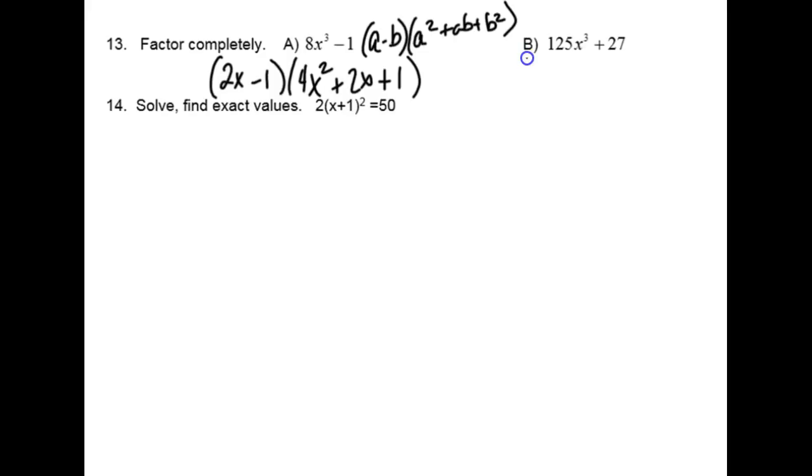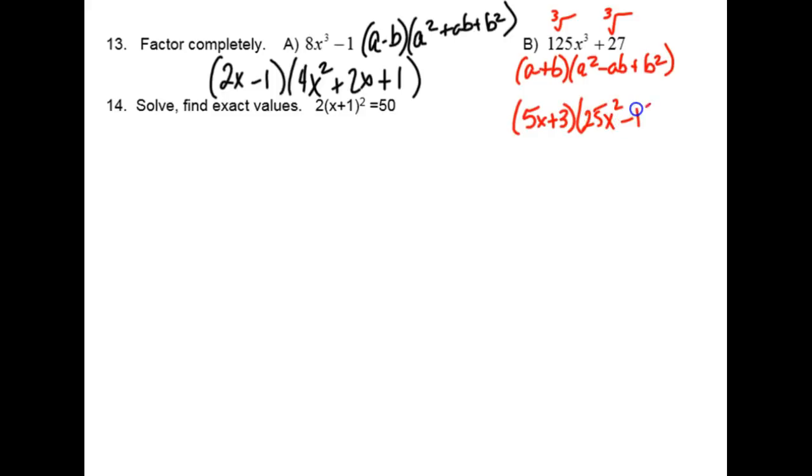Alright, so this pattern is the sum of two cubes, so it's a plus b times a squared minus ab plus b squared. So using that pattern, cube root these terms, cube root this term, again you have to memorize it. So it's 5x plus 3, and then same issue, I want you to be worried about a squared would be a 25x squared. And then minus a times b plus b squared. So that, again, multiple choice questions, so watch out.